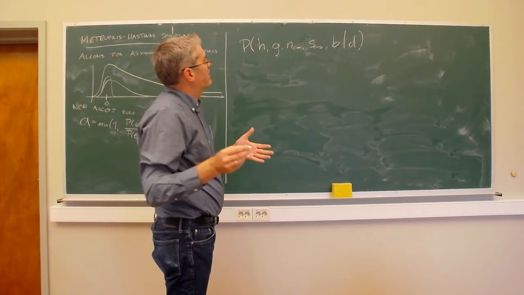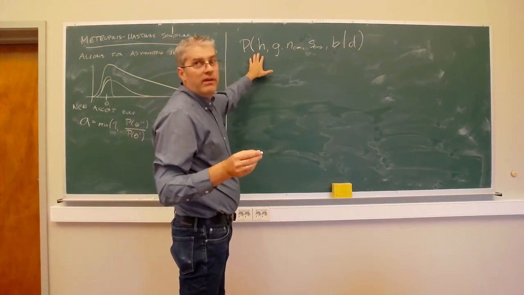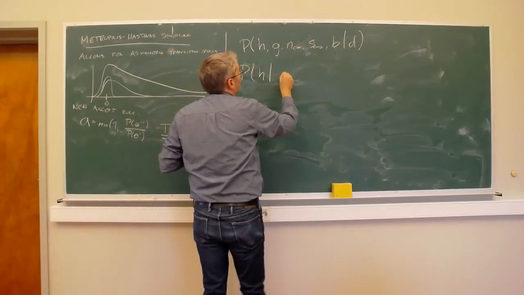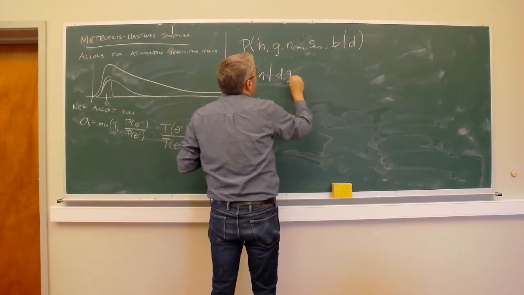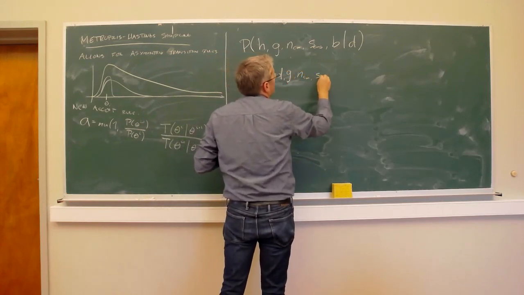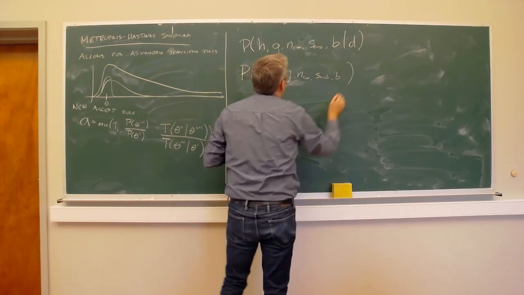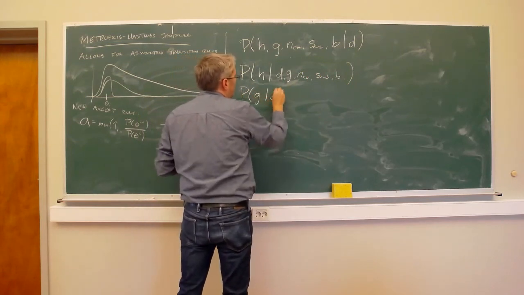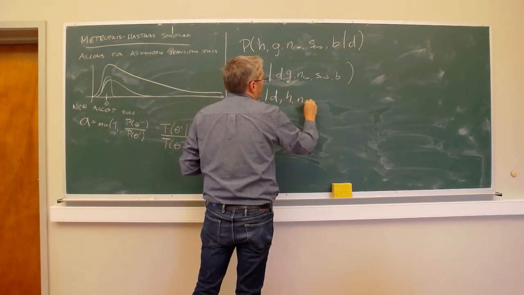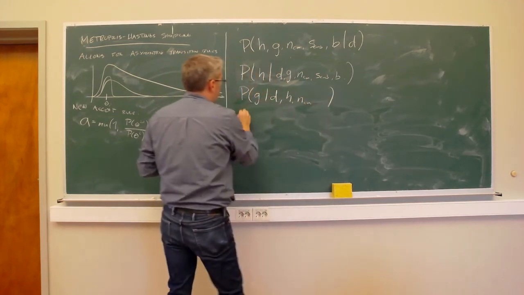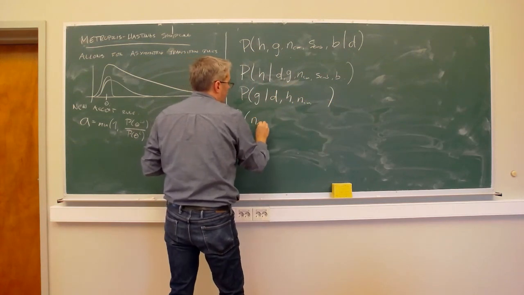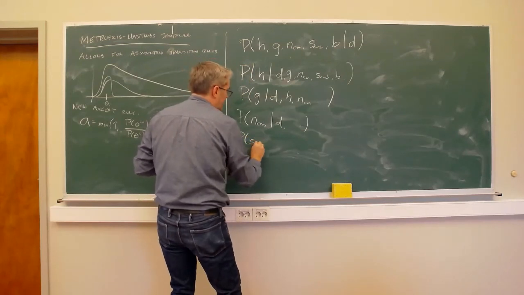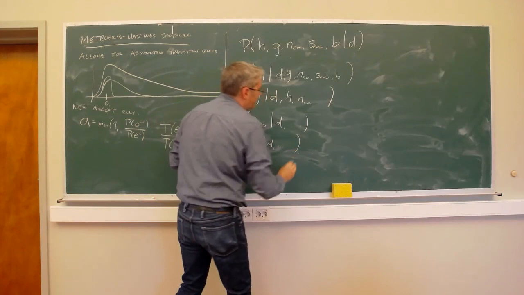But what Gibbs sampling tells us is that we actually don't have to do this. What we can do is break it down into much simpler pieces. P of H given data, g, n-corr, s, CMB and b and whatever. Then draw g from the data given H, n-corr and so on. And P of n-corr given b and everything else. And P of s, c, and b given d and everything else.